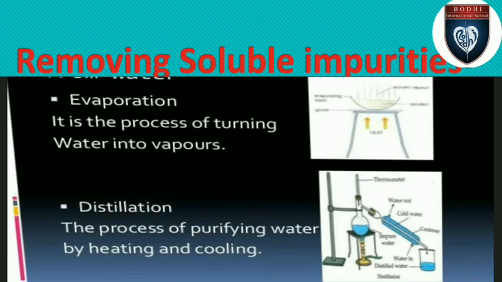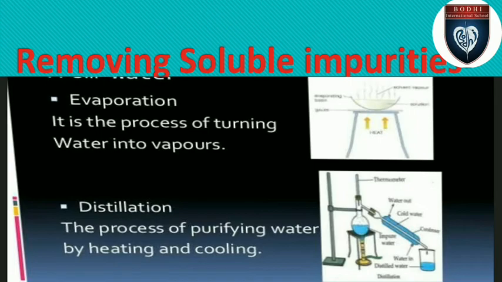Removing soluble impurities. First of all, what are impurities in water? Rainwater fills the pond, lake, river, oceans, or seas. When it flows, it carries dust, germs, waste products, and other impurities with it. Some of these impurities dissolve in water. Impurities are of two types: soluble impurities, germs and bacteria, and insoluble impurities, mud, sand, or stone.